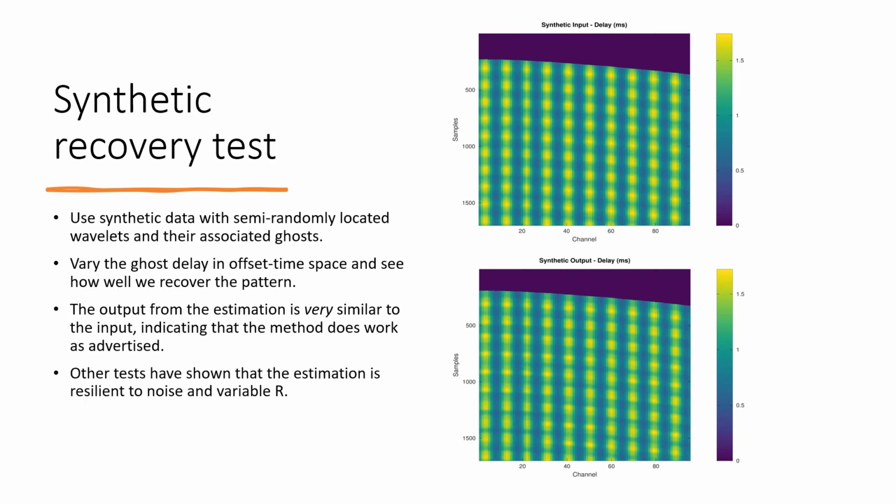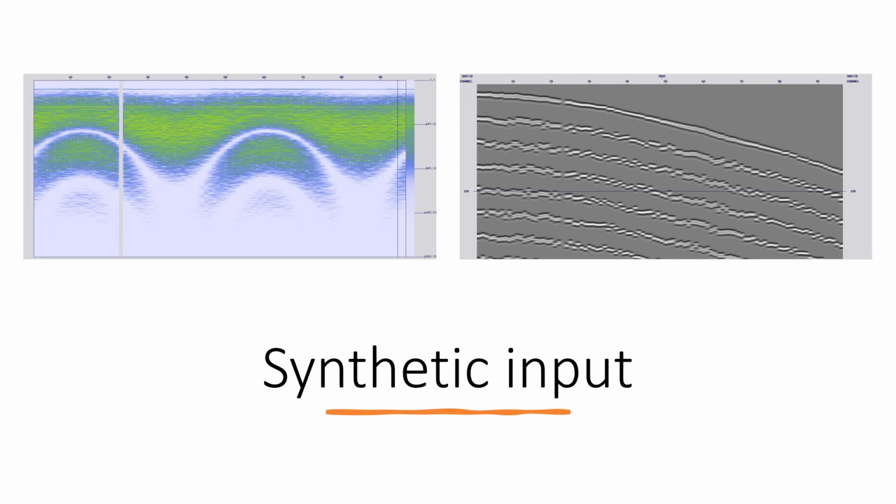And some other tests we've done show that it's actually quite resilient to noise, and it can resolve variable R or work under the presence of variable R. So now another synthetic example at least. This is the frequency spectra for each channel. The spectra run down, channels run across, and you can see the notch position varying. And you can see it present in here. We've got a big delay, little delay, big delay.